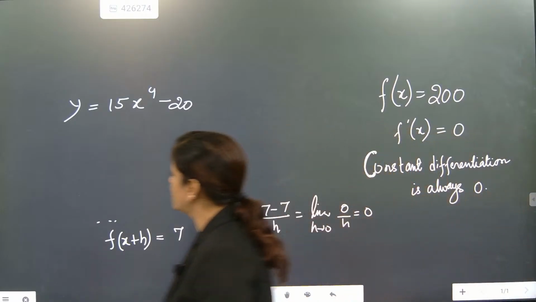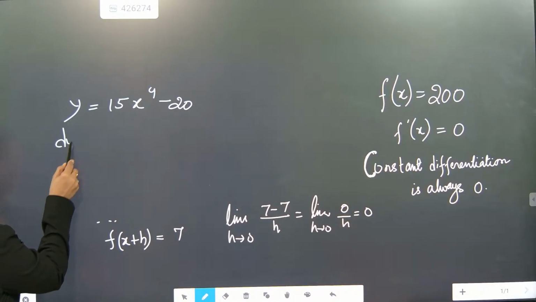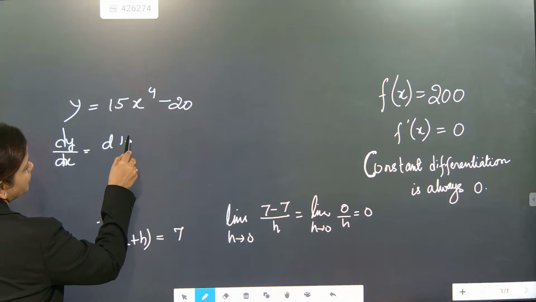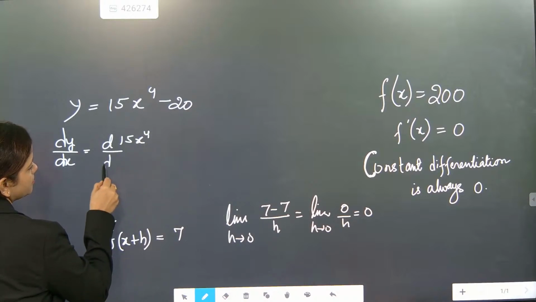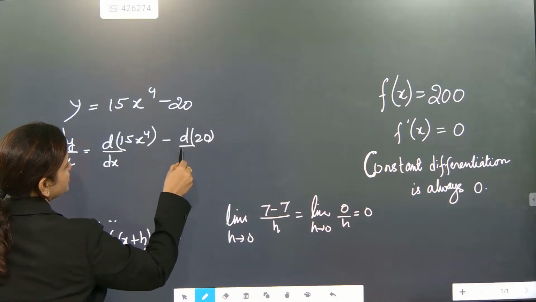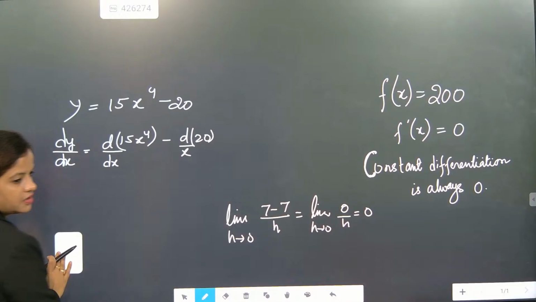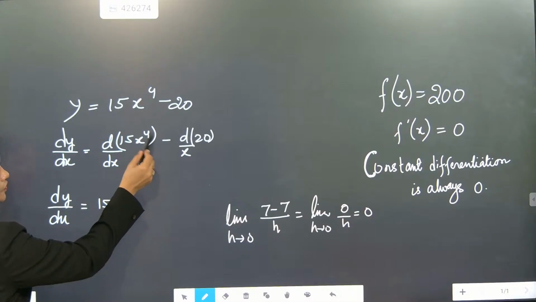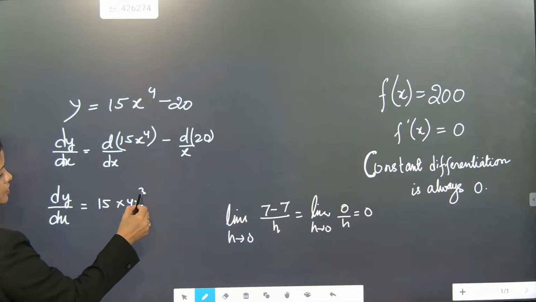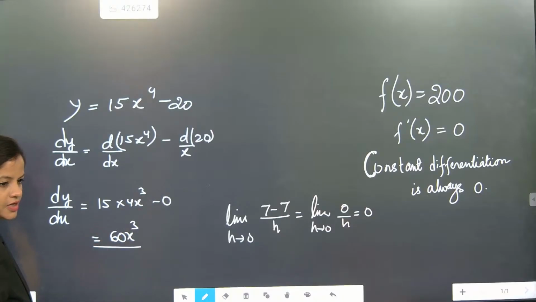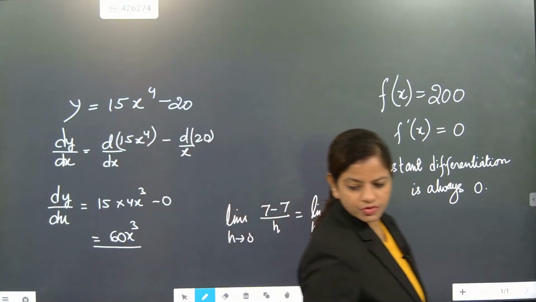Very good, Rudra. So when you differentiate, it will become dy by dx equal to the differentiation of 15x to the power 4 by dx minus the differentiation of 20 with respect to x. Now, beta, the constant multiplier will come out. So dy by dx equal to 15. Now x to the power 4 differentiation will become 4x cube and the other part will become 0. So 60x cube, absolutely correct. Very good, both of you are absolutely correct.